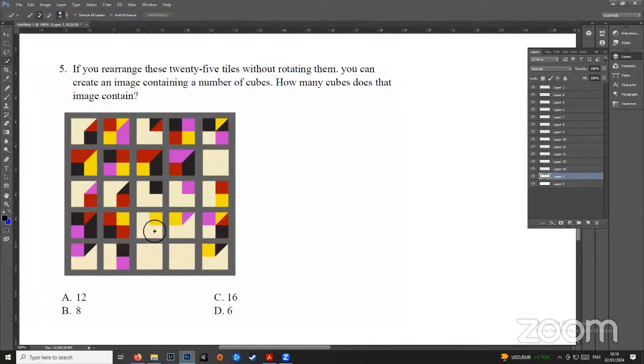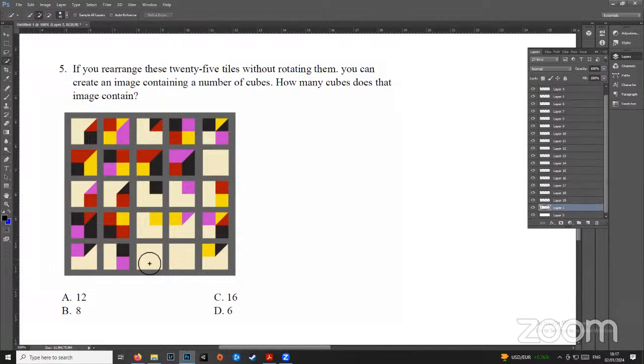Why is this not picking it up? One second. Okay, answers, guys, answers. What do you guys think is the answer? They are saying if you rearrange these 25 tiles without rotating them, you can create an image containing a number. So you can rearrange them, but you can't rotate them. Okay, that is the basic rule. So if you rearrange them, what is the number that you can get?